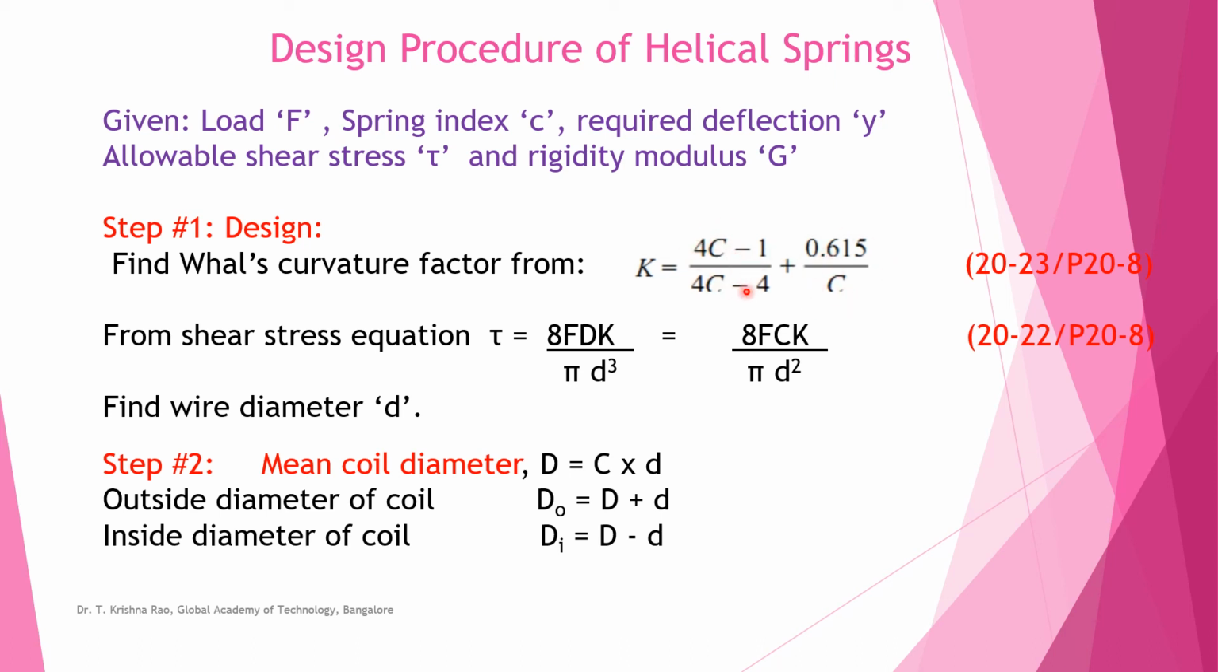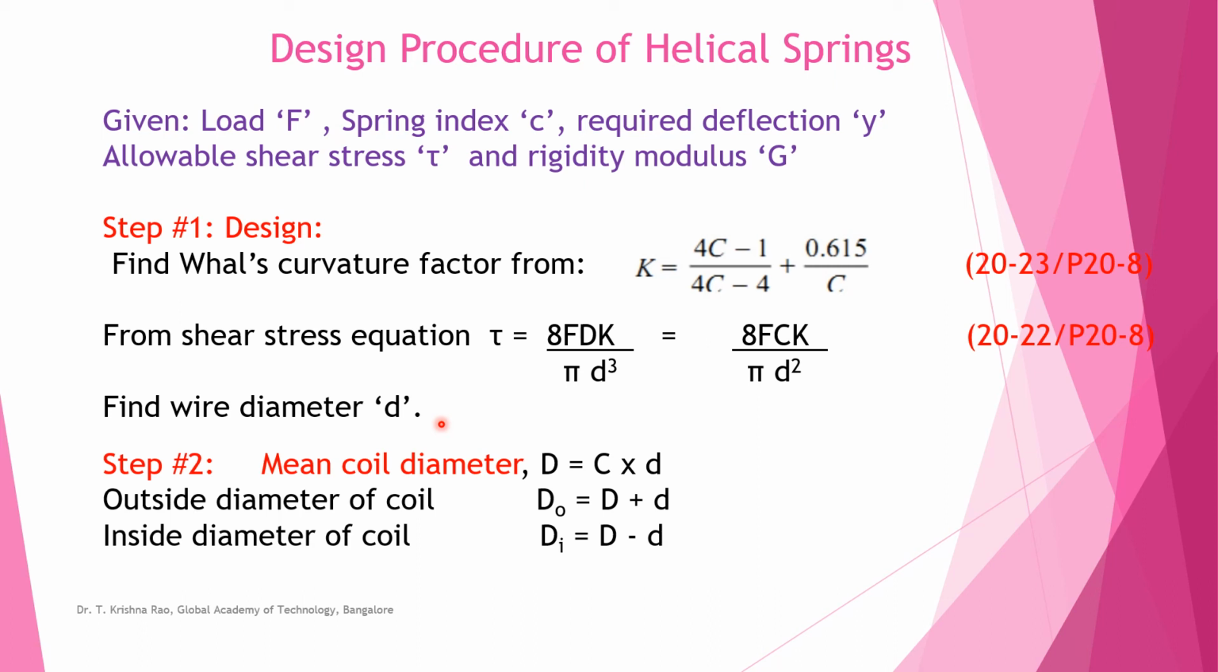1 plus 0.5 by C was the old equation. Now it is slightly more than that: (4C minus 1) by (4C minus 4) plus 0.615 by C, where C is the spring index. We find K, substitute here, and take the allowable stress. From this equation we always find the wire diameter d required.